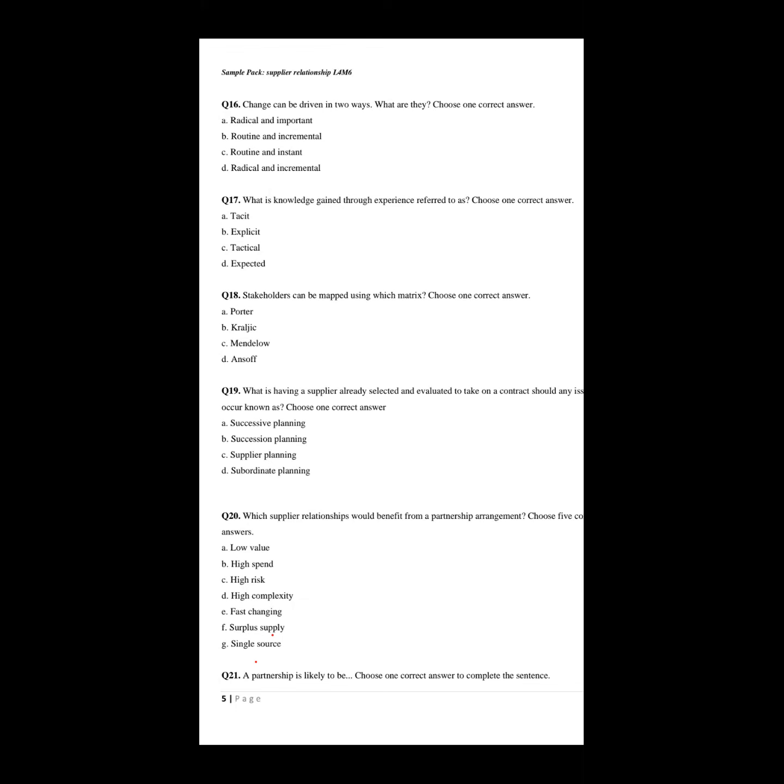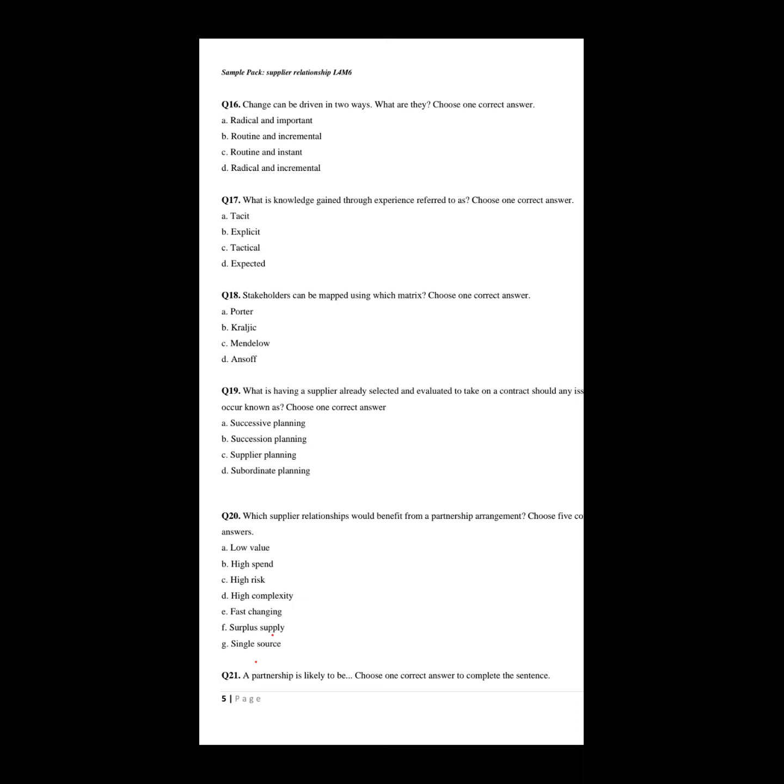Question 18. Stakeholders can be mapped using which matrix? Choose one correct answer. A, Porter's. B, Kraljic. C, Mendelow. D, Ansoff. Mendelow, the stakeholder matrix.